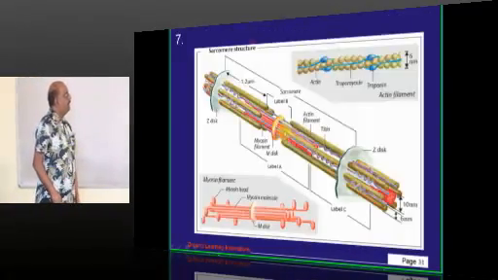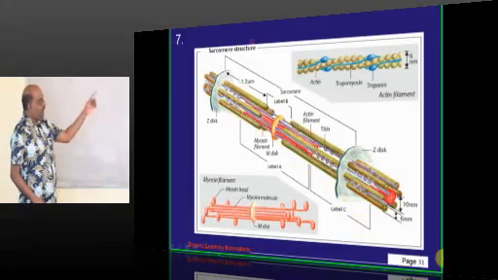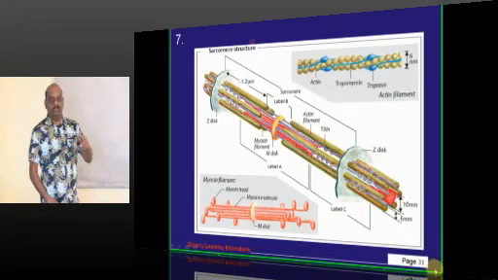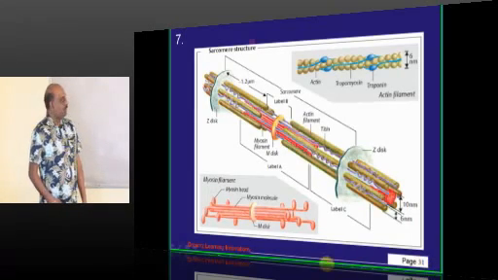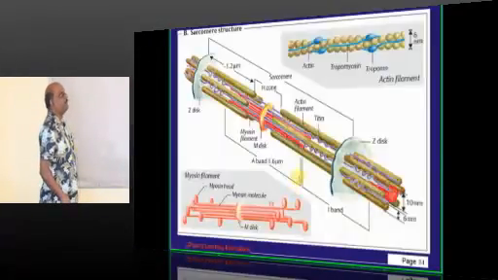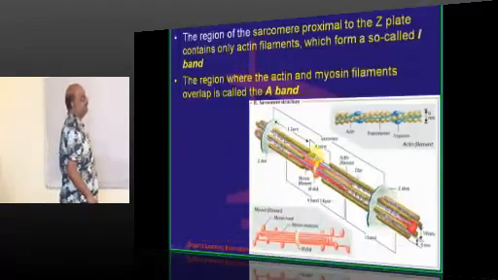Then doctor, a sarcomere has been given to you. The area where actin and myosin overlap versus only actin area. So what is A band, I band, Z band, etc. You must basically know how to label.